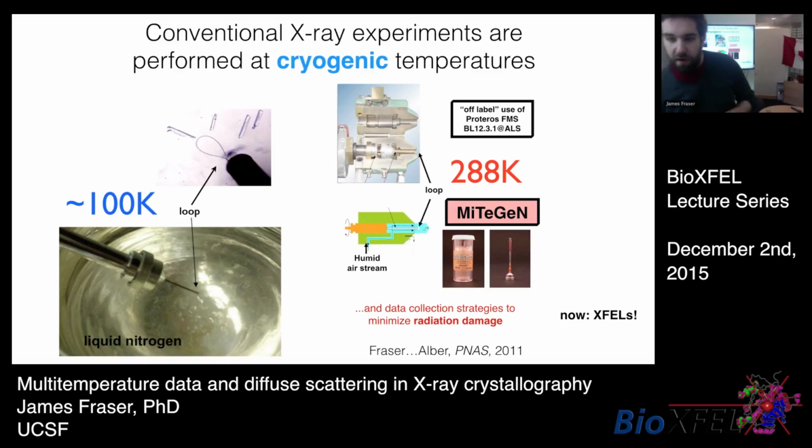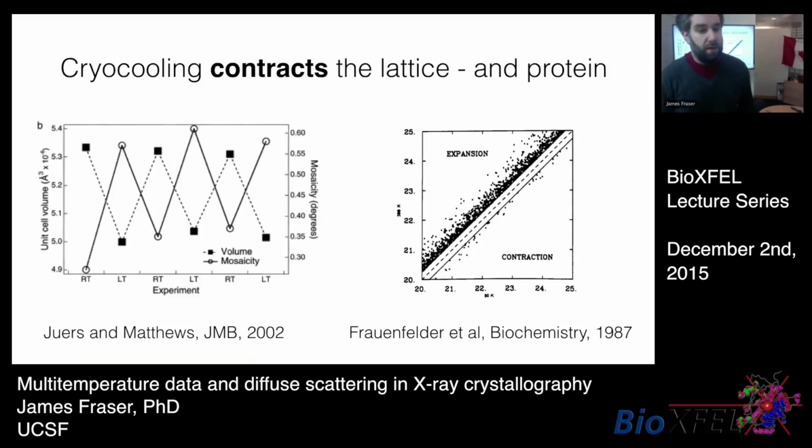So what are those benefits of collecting the data at room temperature? Because certainly cryocooling, the radiation damage aspect, enables you to determine structures or collect complete data sets where previously you would not be able to at ambient temperature. So what's really going on? The first thing that the literature has really pointed out is that cryocooling contracts the lattice and the protein.